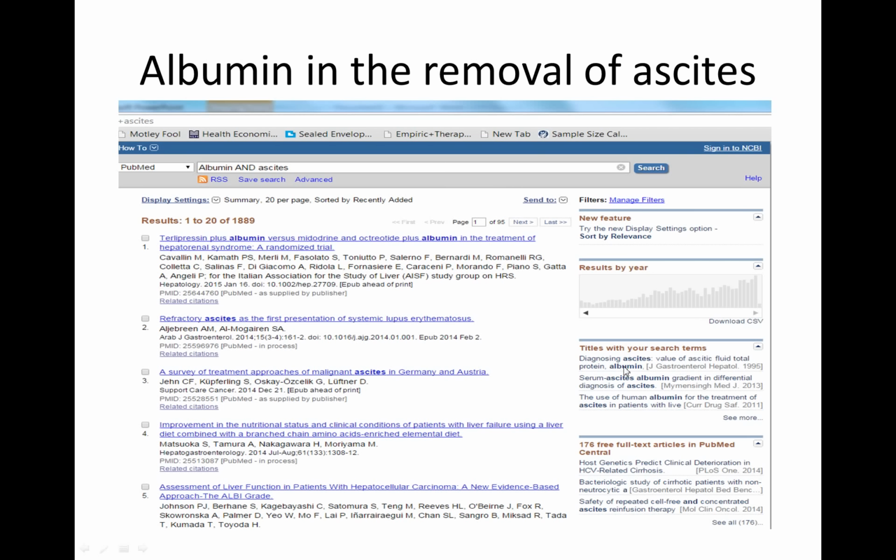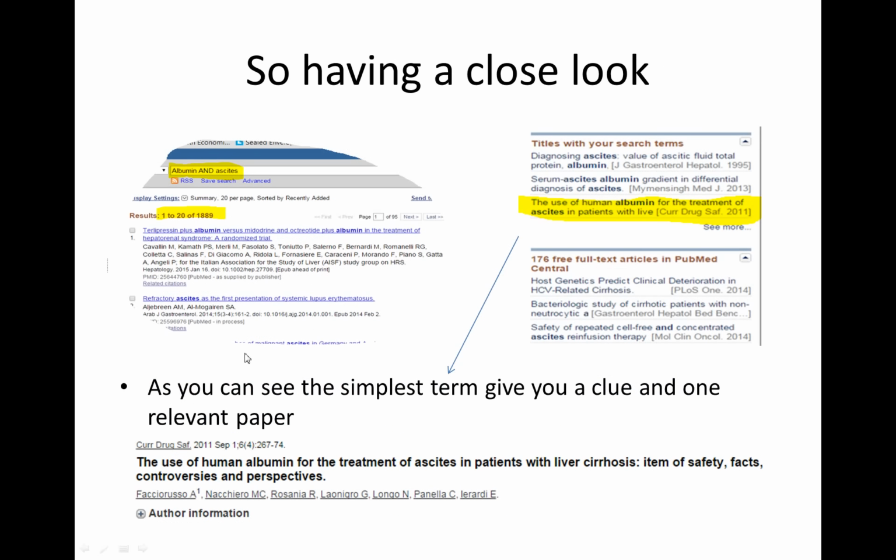Now this is related to diagnosis, so I won't go there. Serum ascites albumin gradient in different. The use of human albumin for the treatment of ascites in patients with liver cirrhosis looks extremely relevant to me. So let's see if that's the case. There was nothing here, but when I look into the related search term on the right hand side in the column, I find this: the use of human albumin for the treatment of ascites in patients with liver cirrhosis, safety, facts, controversy, and perspective.